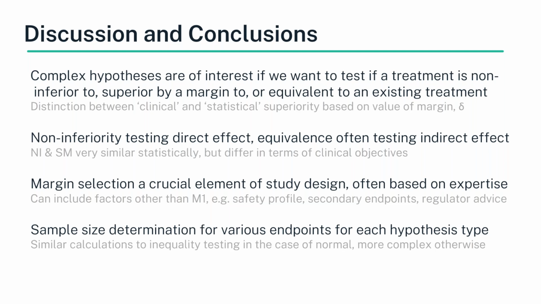Lastly, we saw that sample size calculations were possible for a number of endpoints for these hypothesis types, and that once you start looking at non-normal endpoints, things become a lot more complicated, just given the shifted null hypothesis and that variance location dependence.